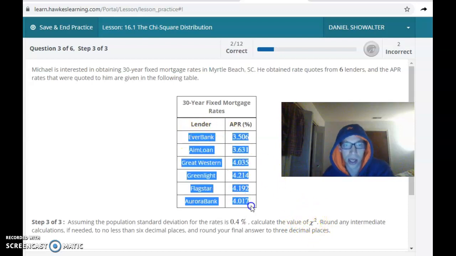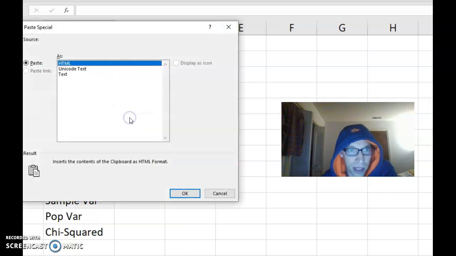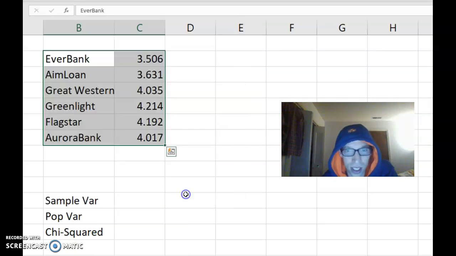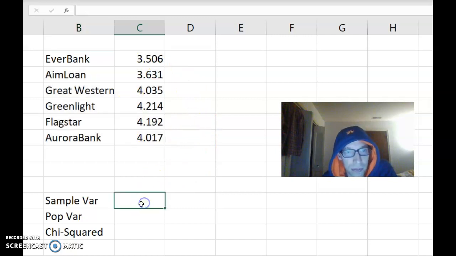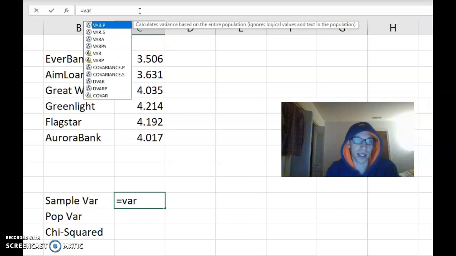So I'm just going to grab this data, Control C that to get it to the clipboard, and I'm going to paste special as Unicode. It's just going to come in a little cleaner that way. So rather than get the sample standard deviation, which I could, I'm just going to directly get the variance of the sample.